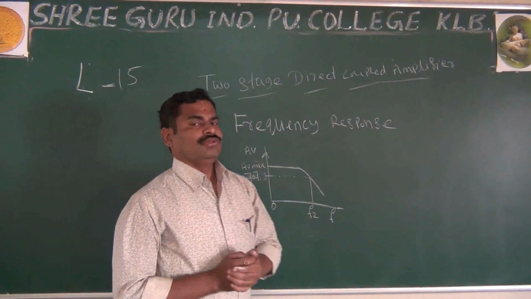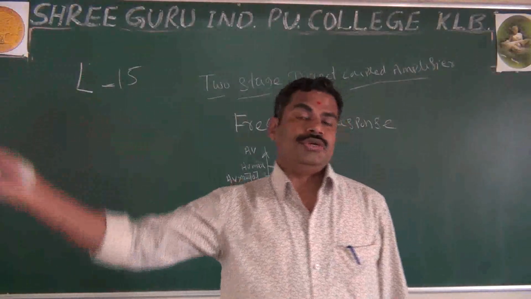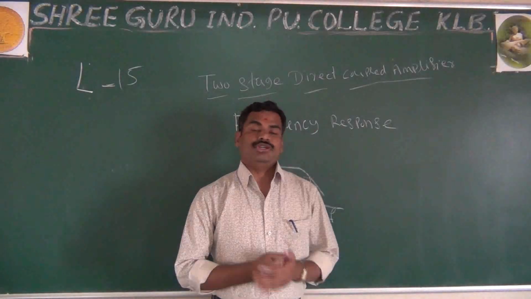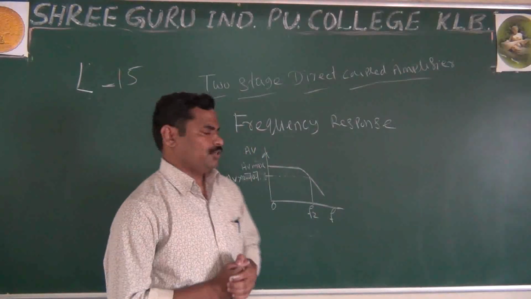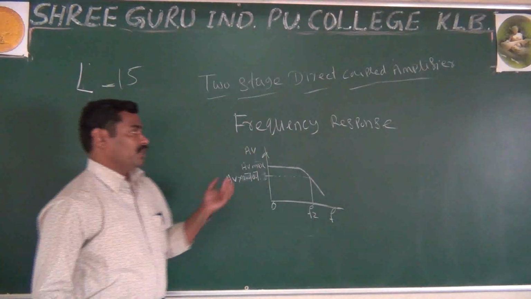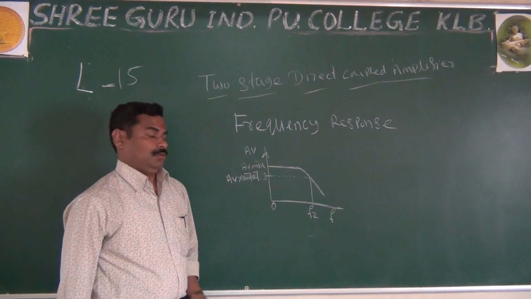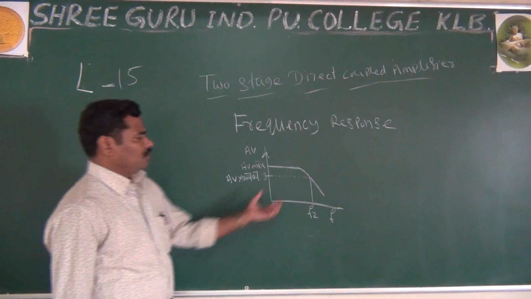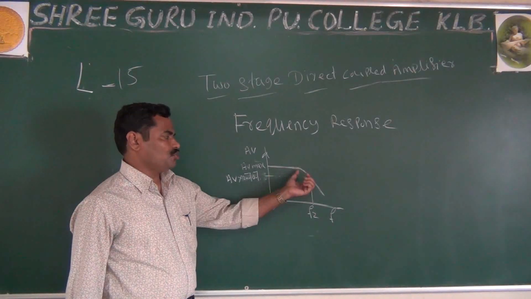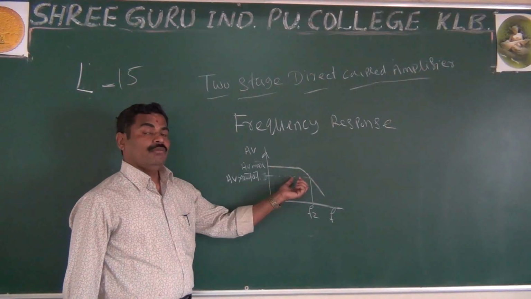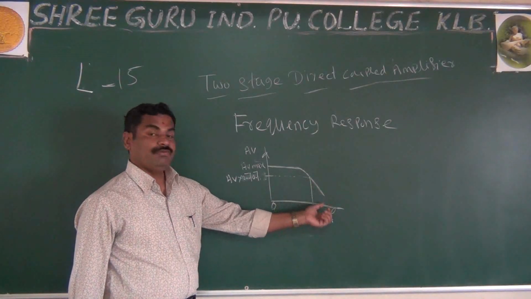As you studied already about the frequency response of the CE amplifier, and yesterday we discussed the frequency response of your RC coupled two-stage amplifier. What is the major difference between the direct coupled amplifier and the RC coupled amplifier? See the frequency response curve. The curve is so flat, so constant for low frequency as well as the mid-band frequency. Only the gain reduces for the high frequency.